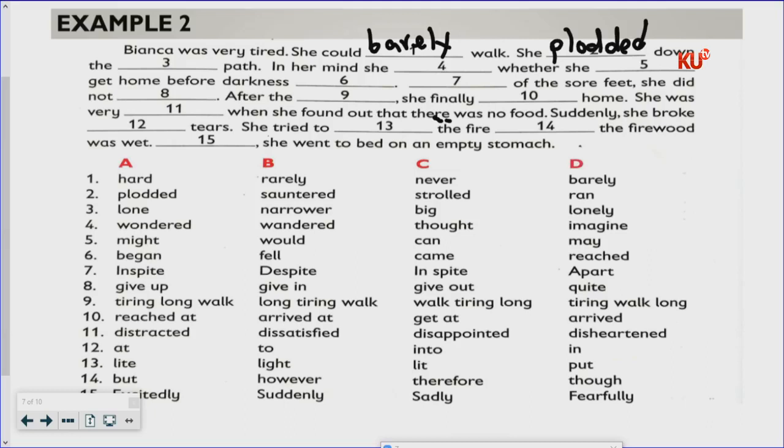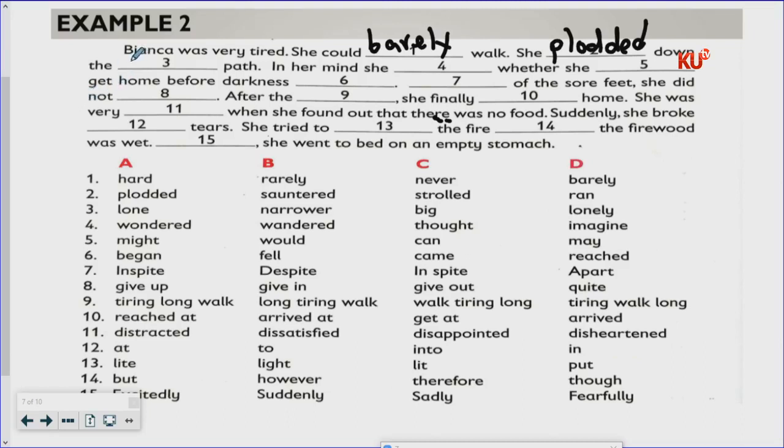She plodded down the lonely path. You don't say long path, and you don't say narrower path. Maybe you say narrow path. Narrower means you're comparing, and there's nothing we are comparing with. There is no big path. Then there can be a lonely path. So there you are supposed to choose the correct adjective for that answer, which is lonely.